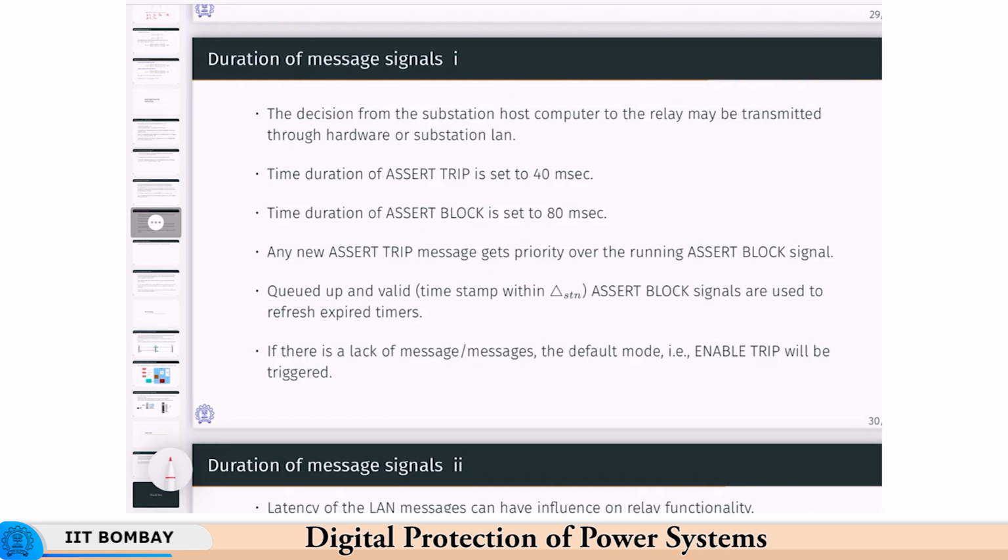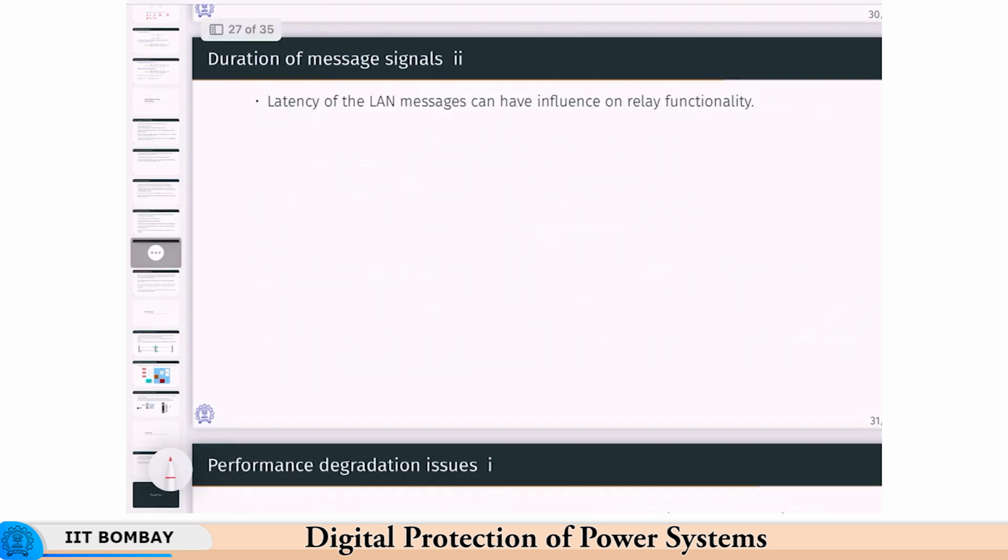Okay. So there can be queued up and valid assert block signals, less than the time threshold delta station, which are used to refresh. Okay. So if there is an assert block, then it will keep refreshing. And of course, if no signals are received, or the time is not reliable, then enable trip will be the default setting. Okay.